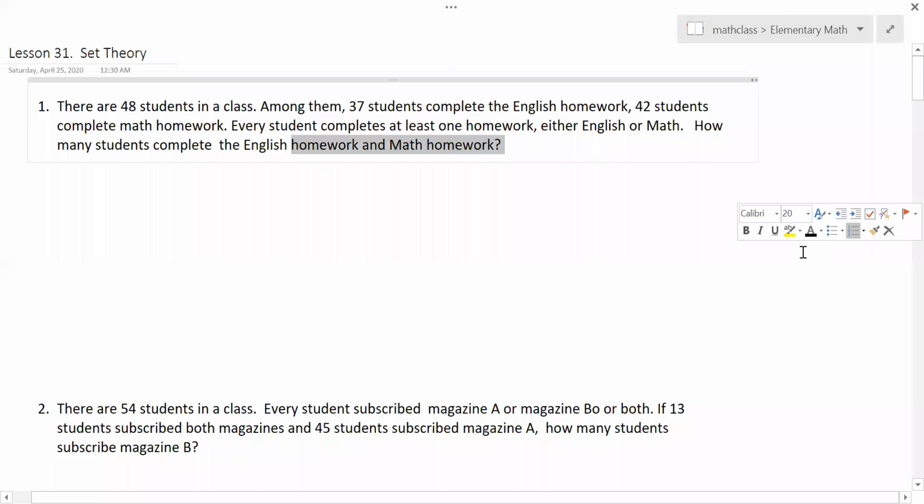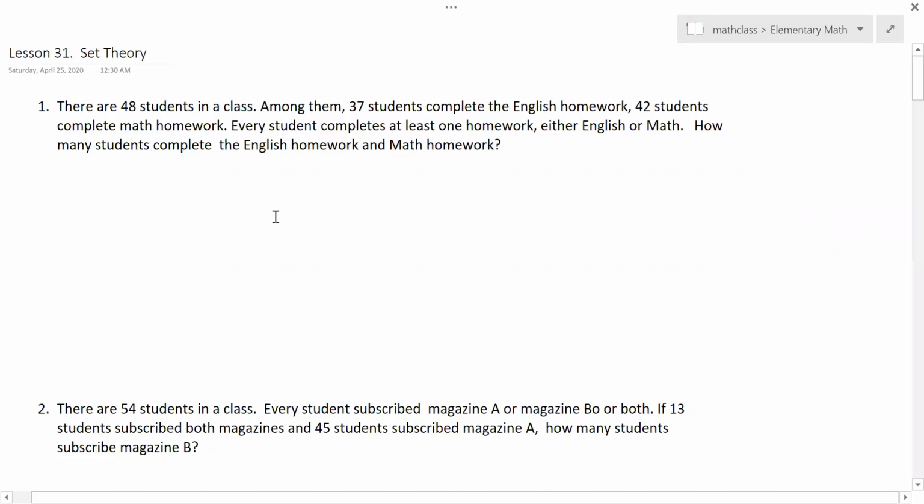Today we're going to, this is the last class for this elementary math class. Today we're going to study set theory, how to use set theory to solve some problems. So let's begin with the first problem.